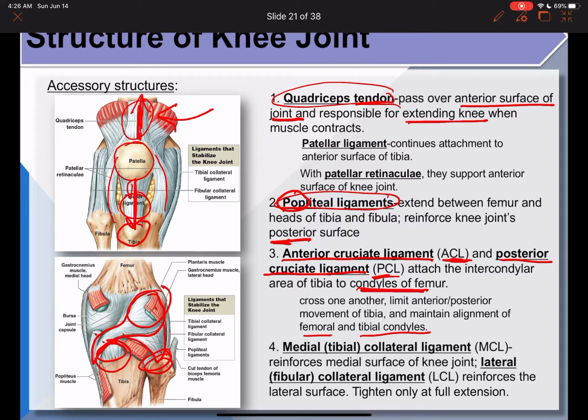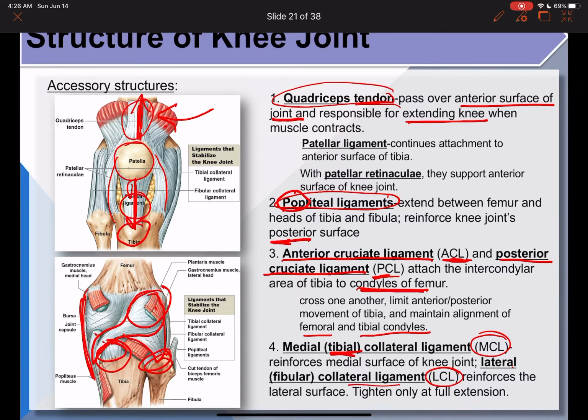Okay, and then you have two other ones. You have your front and back. Well, what about side to side? There are two ligaments that prevent side to side movement of the knee joint. You have the medial collateral ligament, the MCL, and the lateral collateral ligament, which is the LCL. Medial is also known as the tibial collateral ligament because it actually attaches to the tibia bone.